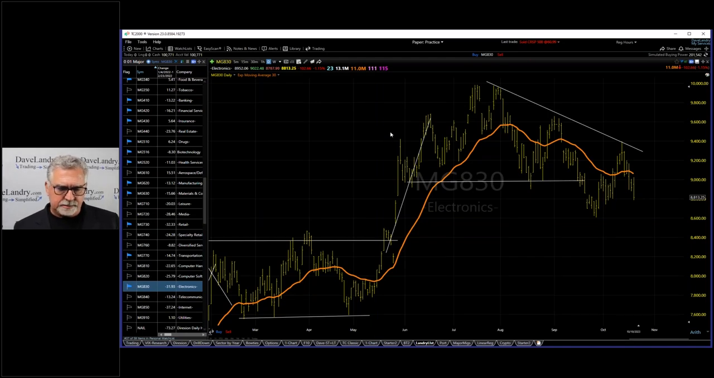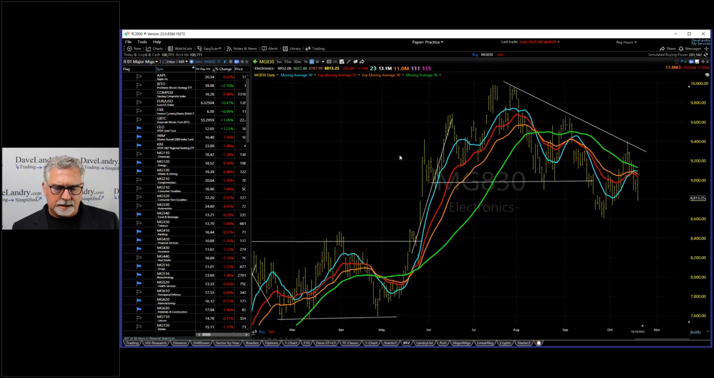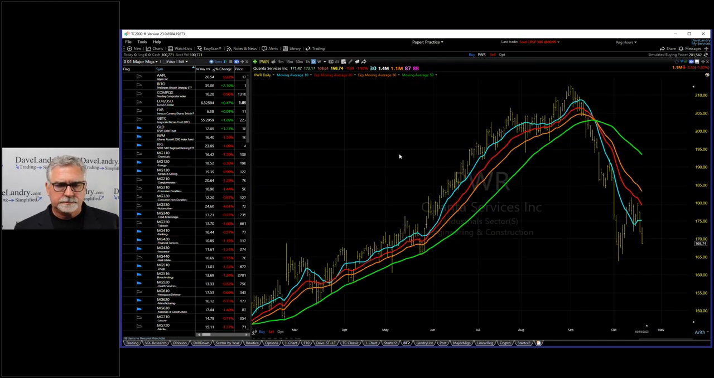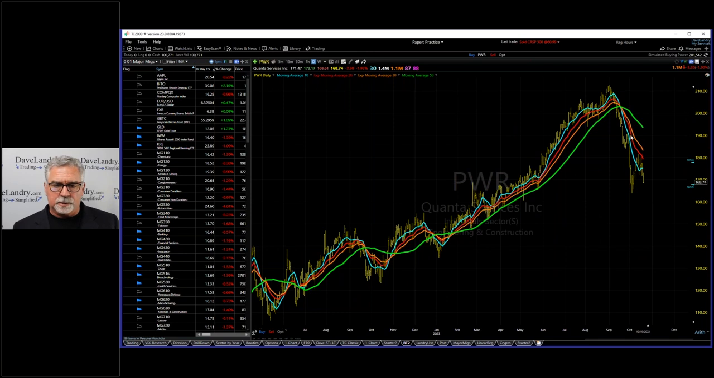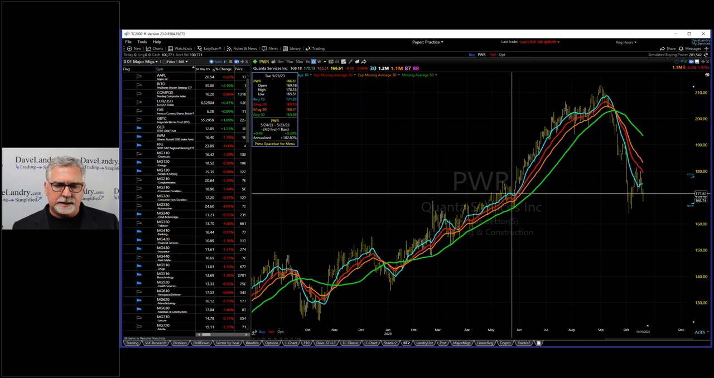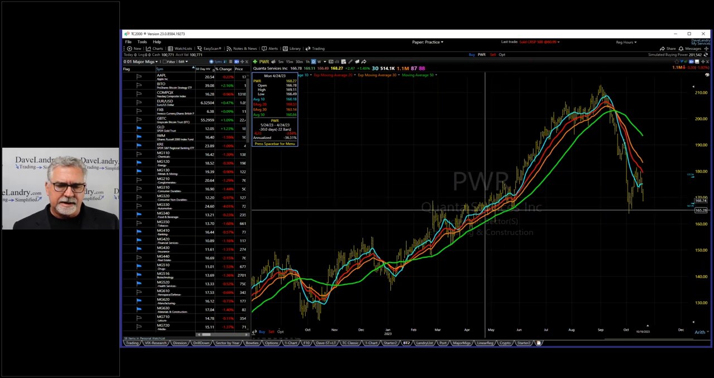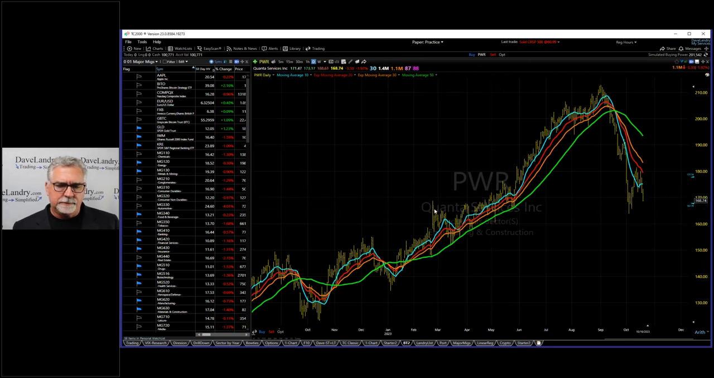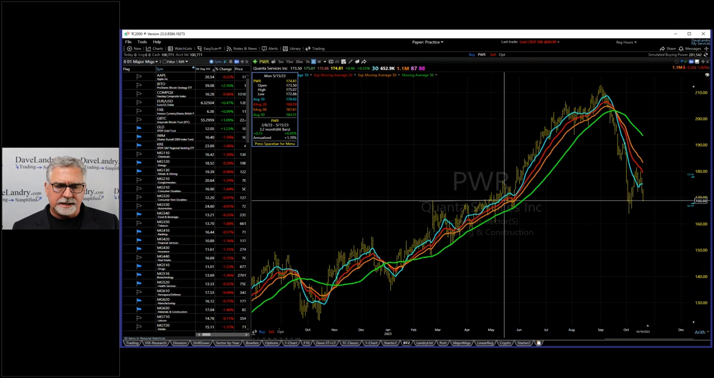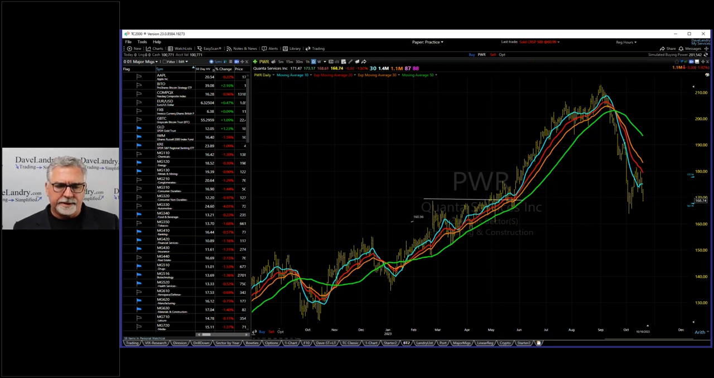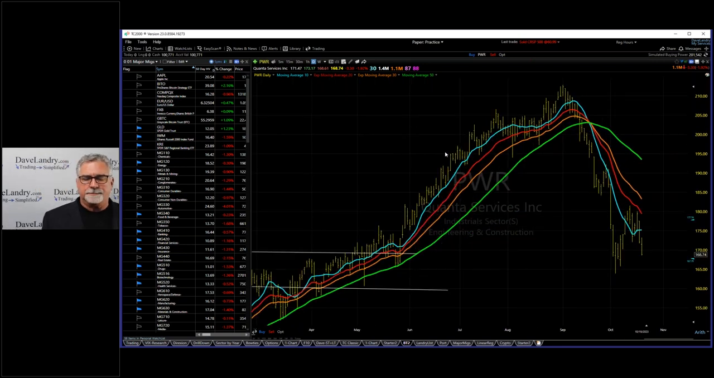So let's take a look at bow ties. And let's take a look at that PWR. So this was actually a pretty cool setup back here, and it really imploded nicely from that bow tie. The one thing that I didn't really like a lot about this setup was it just seemed to have a lot of support below. Now, it wasn't cut and dry. It wasn't like a big old fat, huge base, but you could see right here, it's quite a bit of support, okay? If you start drawing your horizontal lines, and then as you drop further and further, there's more and more support. So that's the only thing that I didn't like about it.